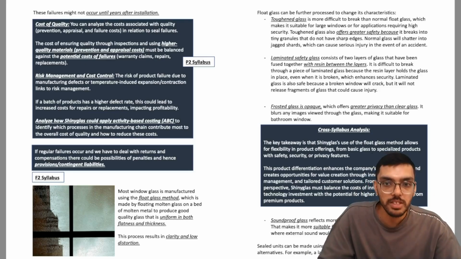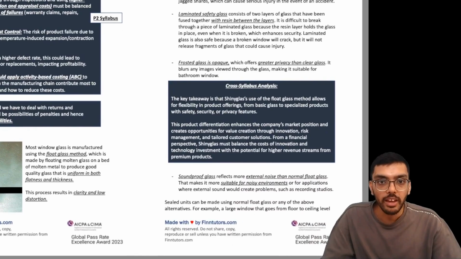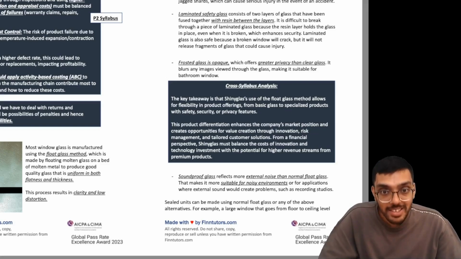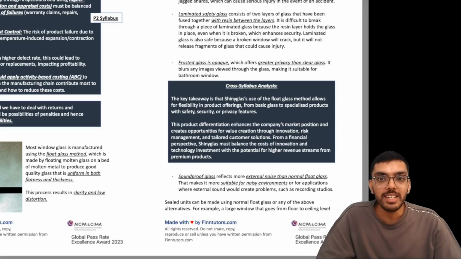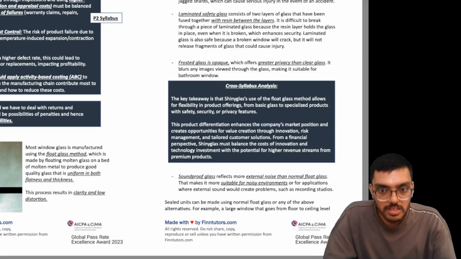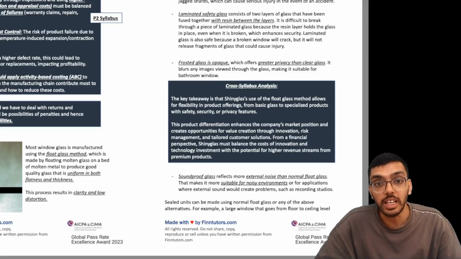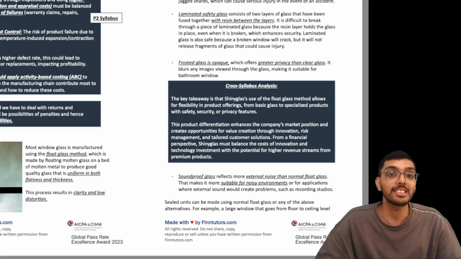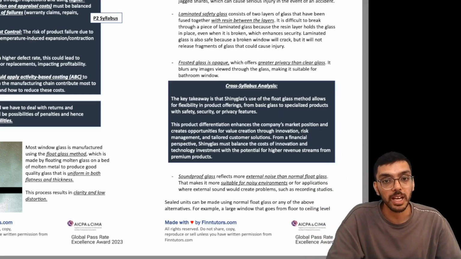So some cross syllabus analysis that I want to make over here is that the key takeaway is that Shinyglas's use of float glass method allows flexibility in product offerings, from basic glass to specialized products with safety, security, privacy features. So this can be a chance, or this can be an area which Shinyglas now looks to enter into in the future as an innovation, as a new product that the company is coming up with.